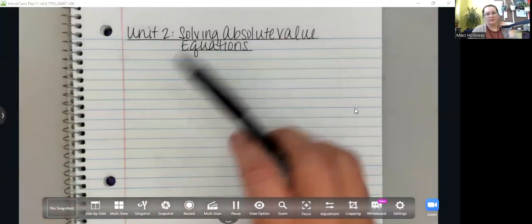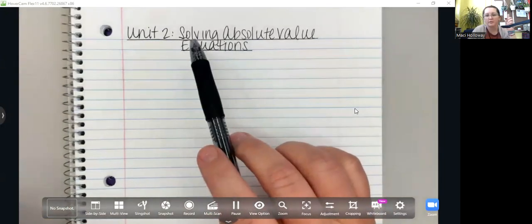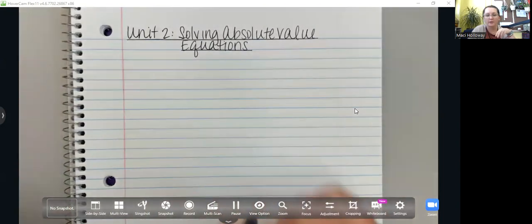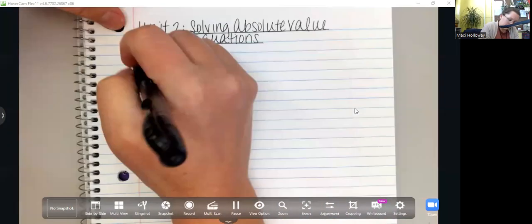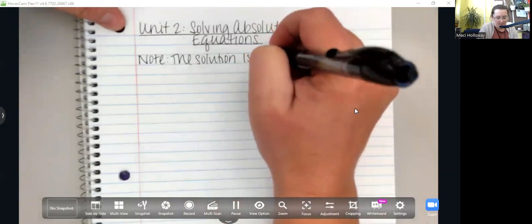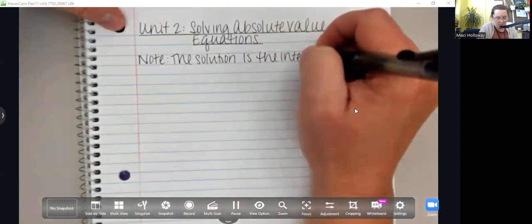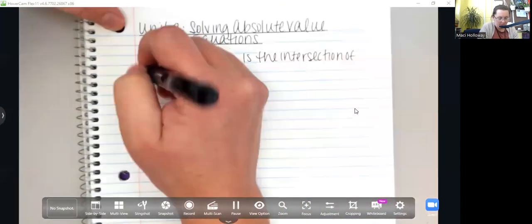Okay, so we're going to move into solving absolute value equations. We have just gotten finished graphing absolute value equations, and now we're going to find the answers. I want to give you a little note here. The solution is the intersection of the graphs.